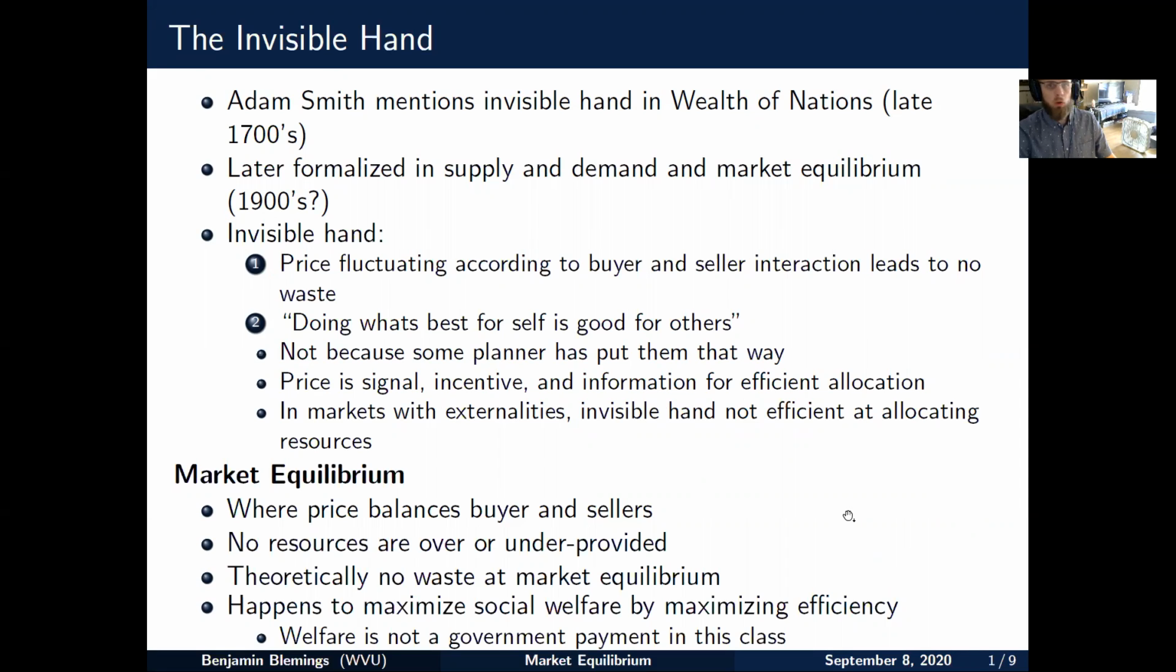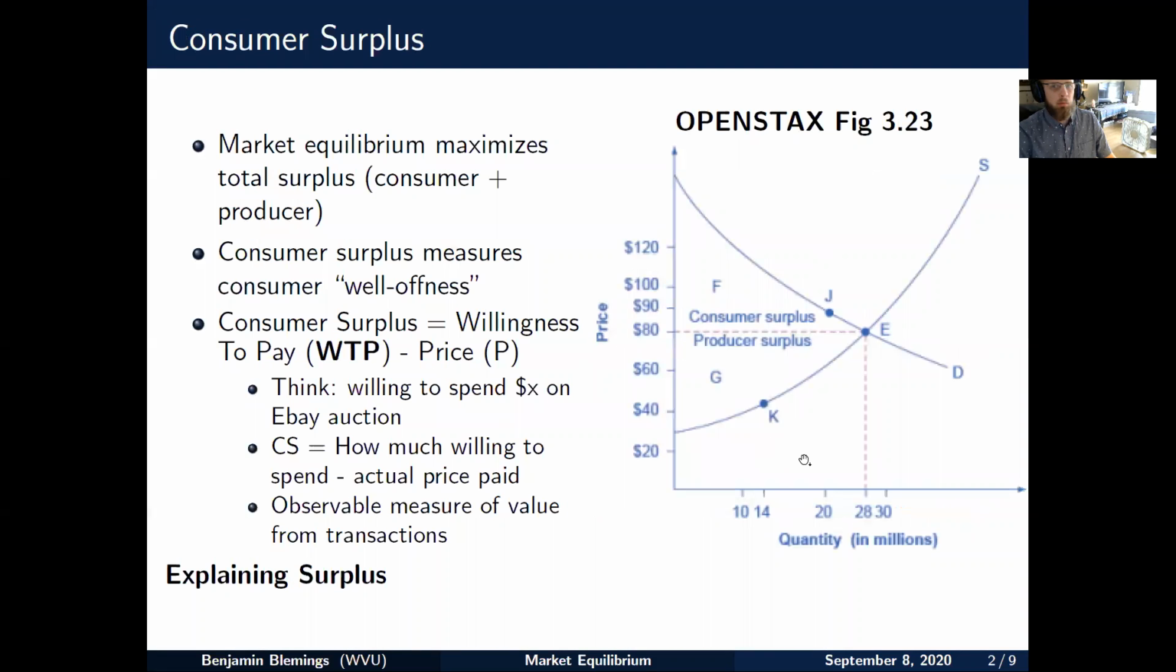And so, as I said, market equilibrium is where the price balances the quantity demanded and quantity supplied. No resources are over or under provided. There's no waste at this market equilibrium point, and it happens to maximize social welfare or the well-being of producers and consumers by being the most efficient point. And so you've probably seen the surplus idea before, that market equilibrium, this point E, maximizes the total of consumer and producer surplus.